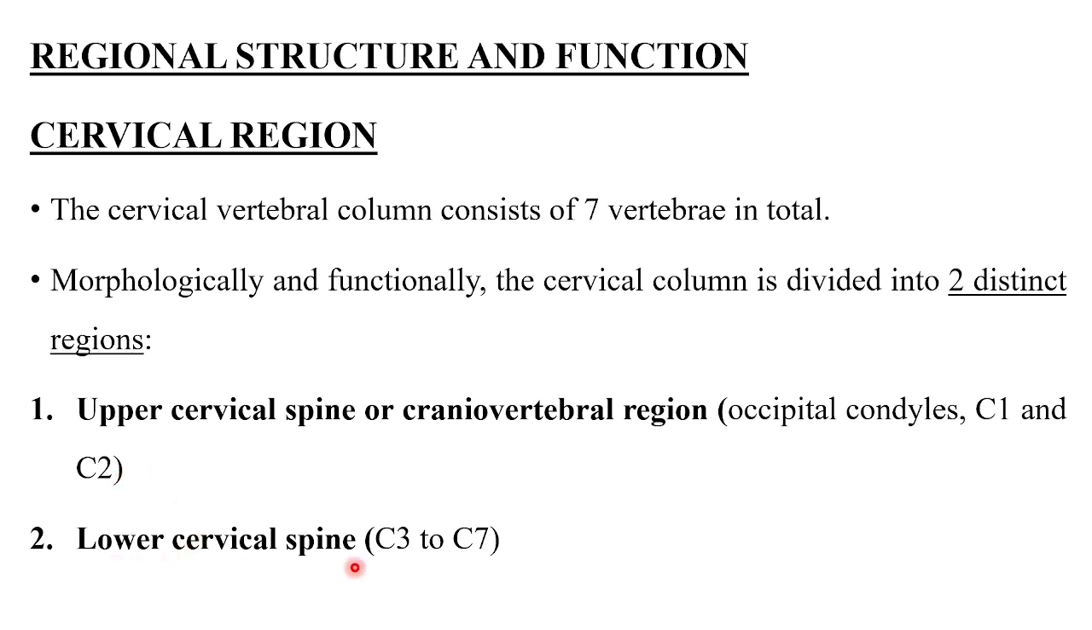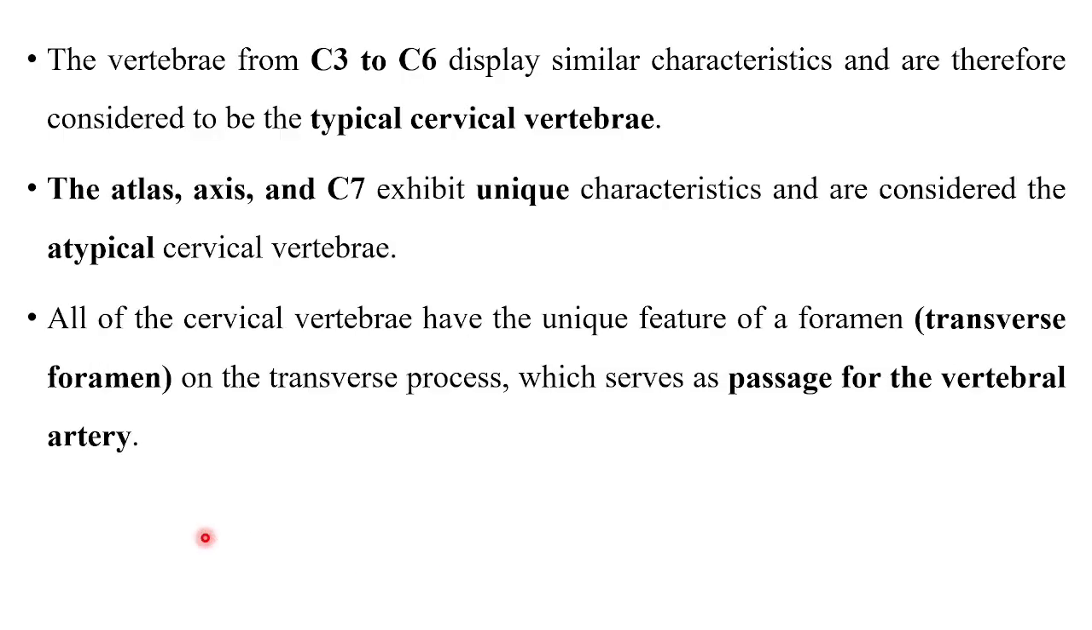The lower cervical spine consists of the vertebrae from your C3 to C7, that is C3, C4, C5, C6, and C7. The vertebrae from C3 to C6 display similar characteristics, and they are known as your typical cervical vertebrae. The atlas, axis, and C7 exhibit unique characteristics, and they are considered atypical cervical vertebrae, that is C1, C2, and C7.